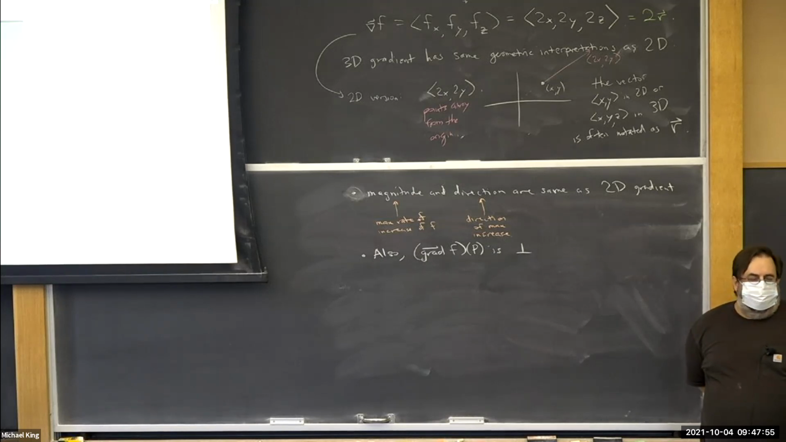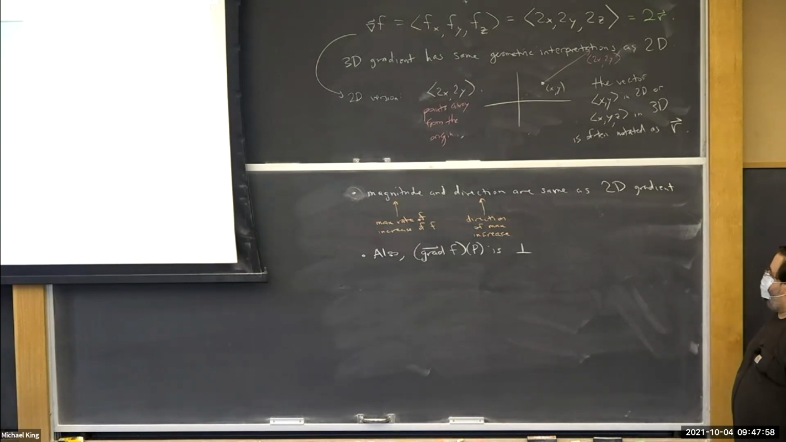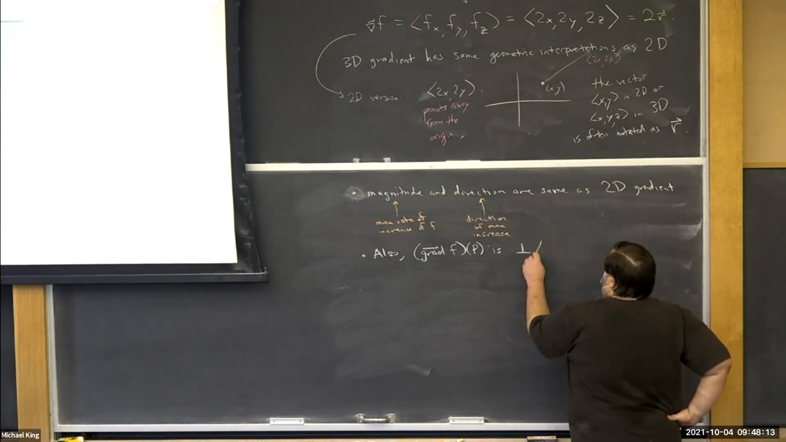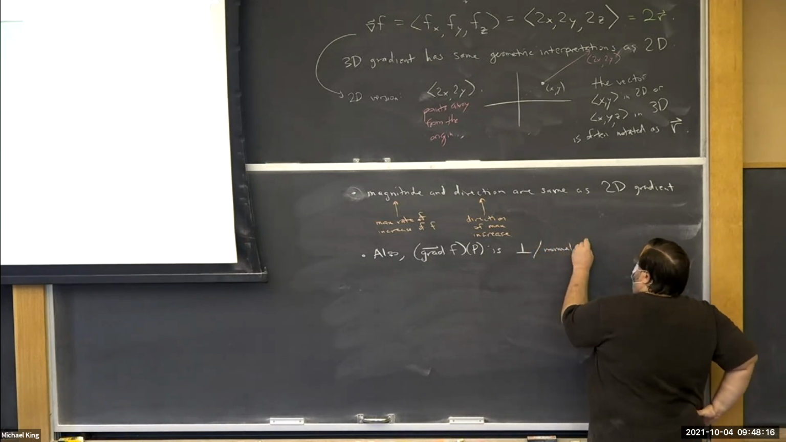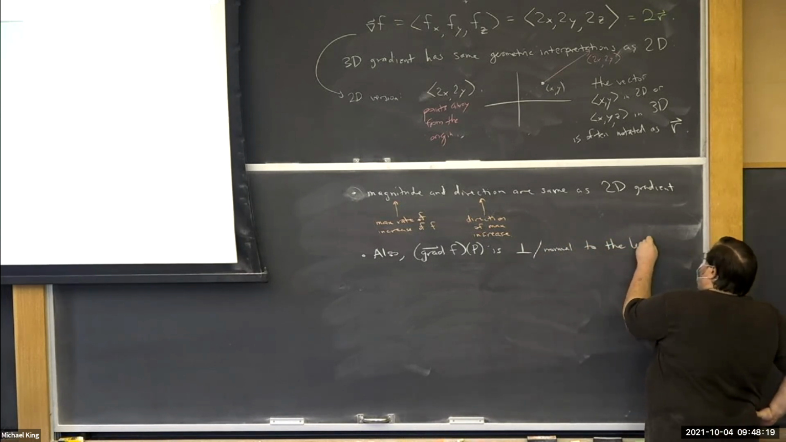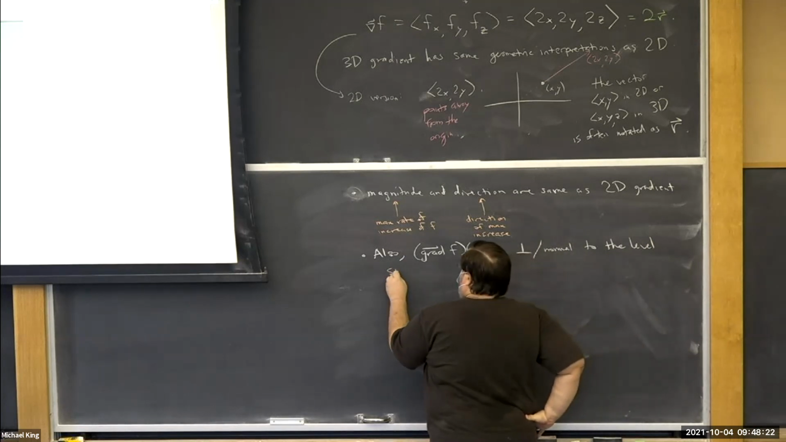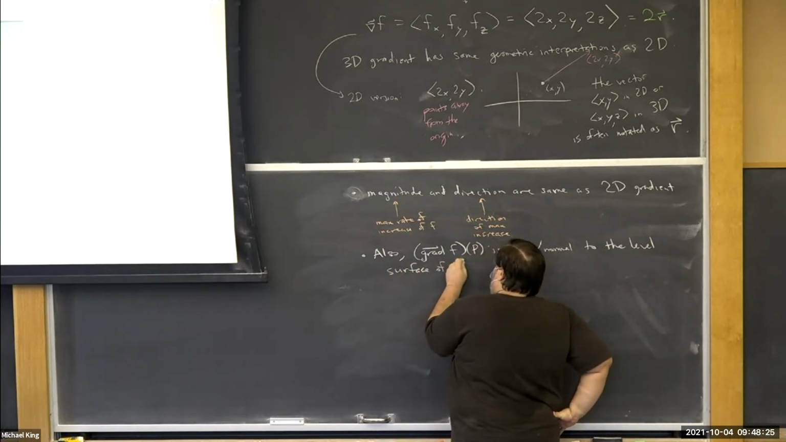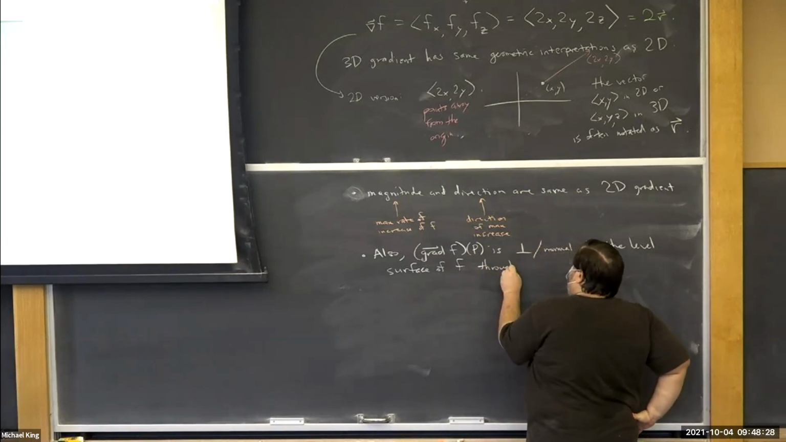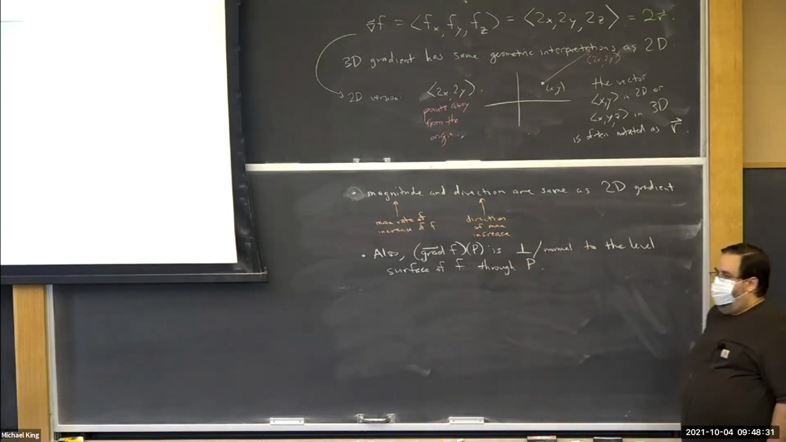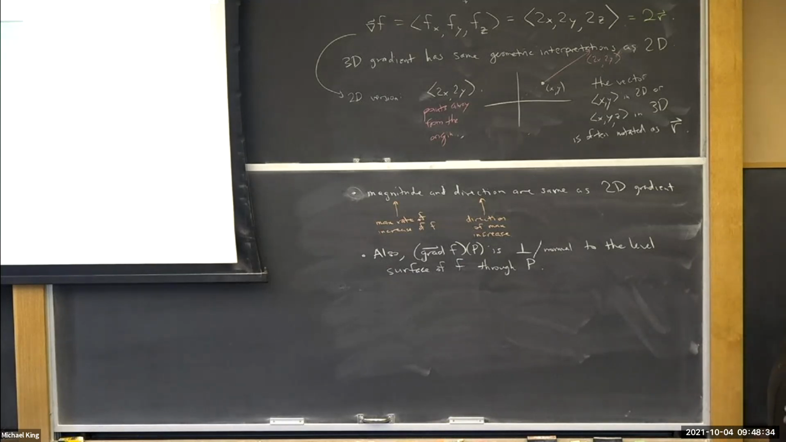Orthogonal, perpendicular, and normal, I'm just using all interchangeably. I could say orthogonal, I could say normal. Probably the word we use mostly, especially if we want to think about surfaces and tangent planes, is normal: perpendicular or normal to the level surface of f through the point P. So that's the only difference from 2D: instead of being perpendicular to a level curve, it's perpendicular to a level surface, right?